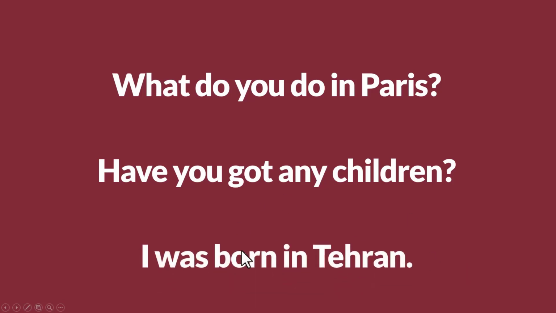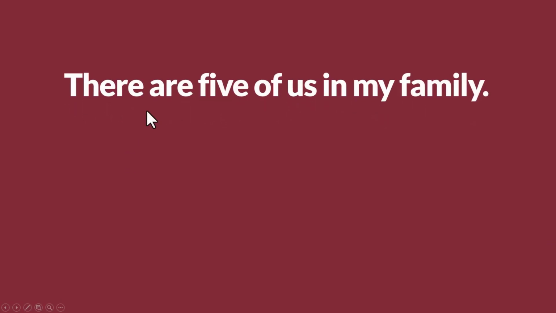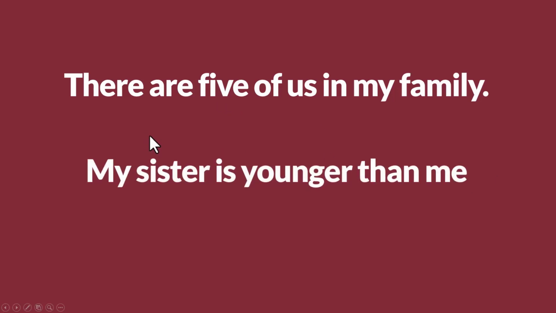I was born in Tehran. I was born in Baghdad. I was born in Istanbul. I was born in, for example, Spain. There are 5 of us in my family. It means our family includes 5 people. My sister is younger than me. Or I'm older than my sister. I'm older.